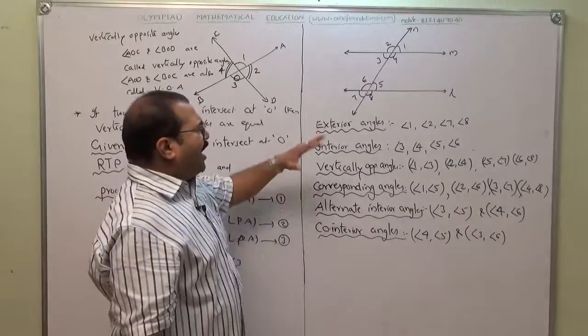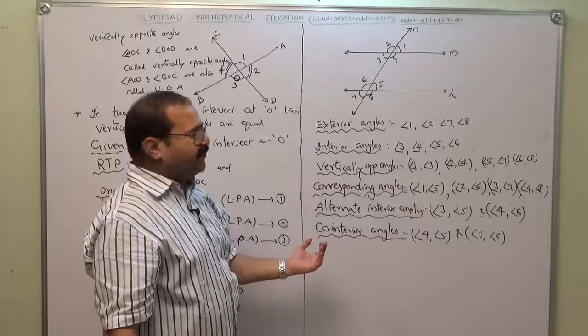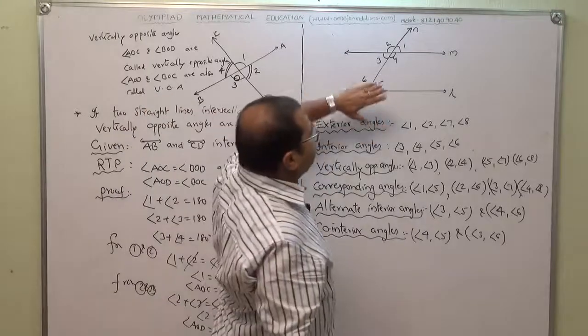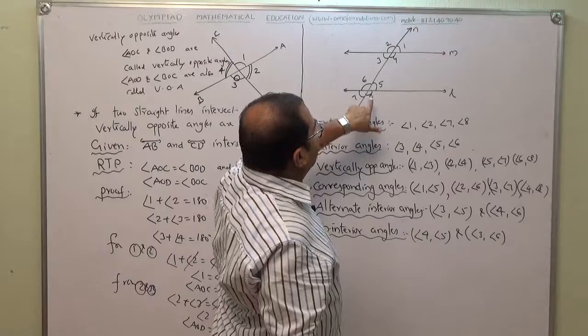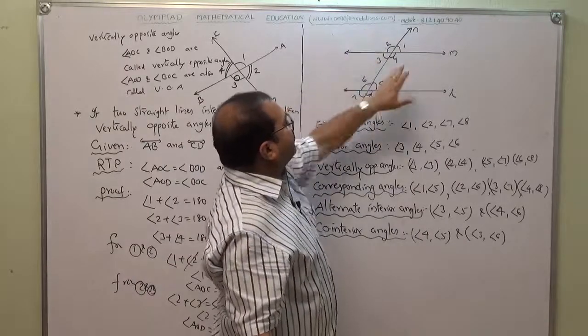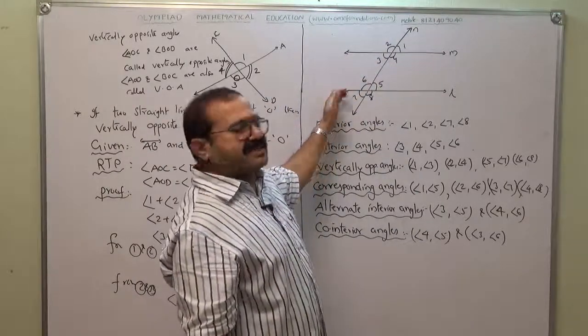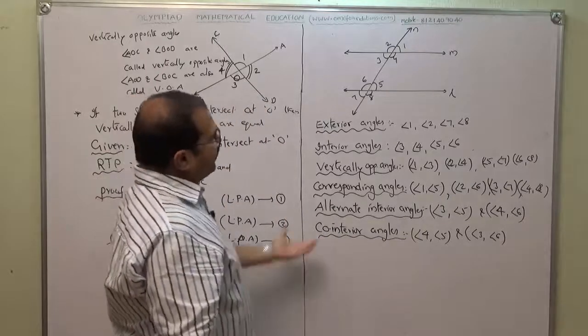And alternate exterior angles, it's not necessary. Alternate exterior angle means exterior angles that are alternate, that is 8 and 2 are alternate exterior angles, and 1 and 7 are alternate exterior angles. It's not necessary. If you want, you can learn it.